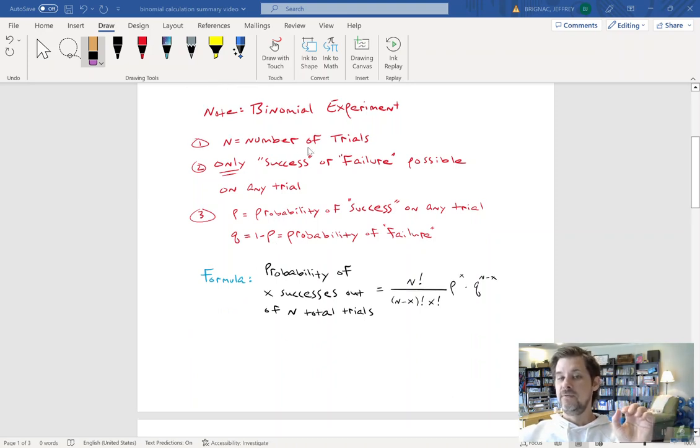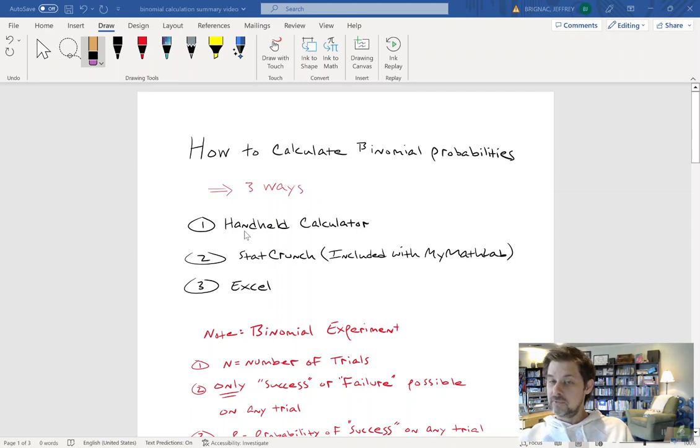Okay. Now, if you can identify all this, then our formula for calculating the probability of x successes out of n total trials is n factorial over x factorial times n take away x factorial, times p, the probability of success, to the x power, times q, the probability of failure, to the power n take away x. That exclamation point is called a factorial, okay? And it's something that you can do with a calculator like this if you need to. Now, let's go through each way that we might do this. One with a handheld calculator, two with StatCrunch, and three with Excel.